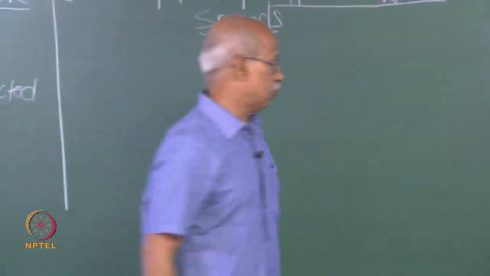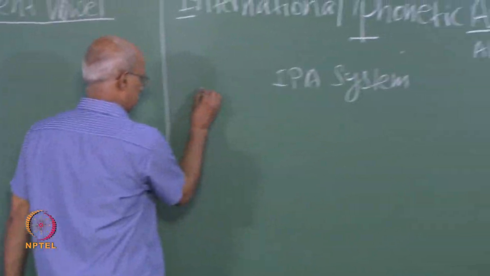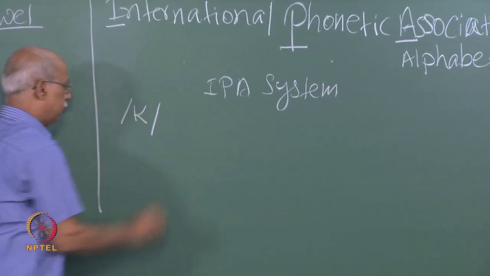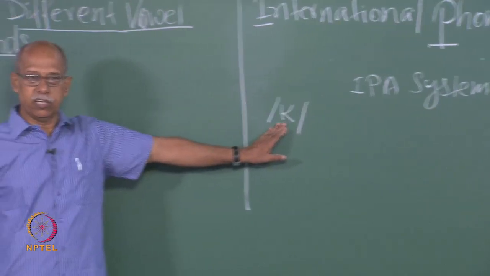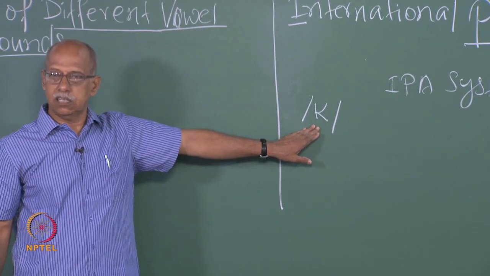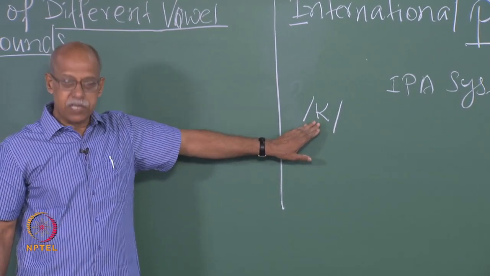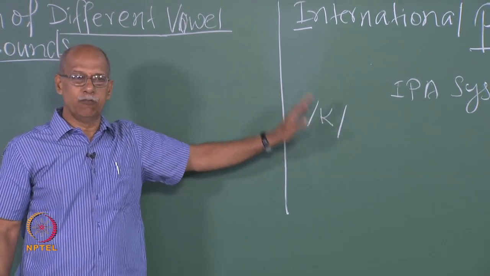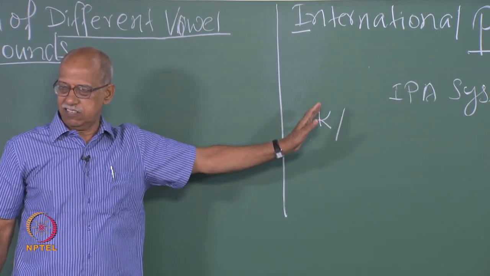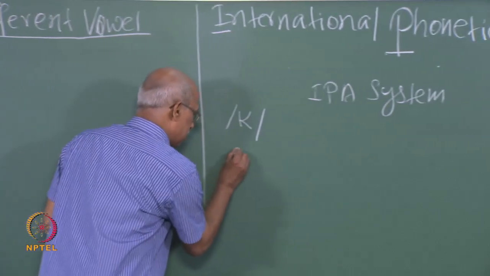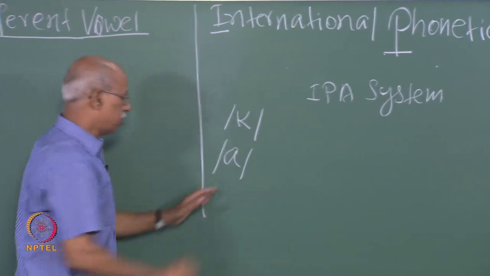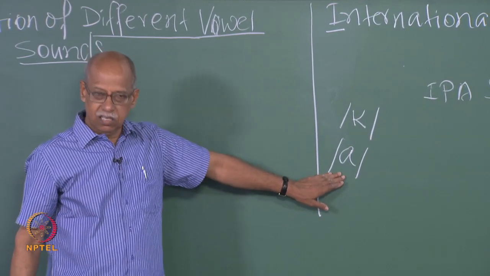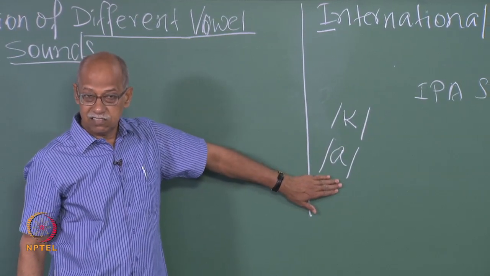Now, in this language, this is not K. What is this? This is K. It means that it is produced in a particular manner, from the back of the tongue, voiceless, et cetera. Okay? This is not A. What is this? This is A, not A.